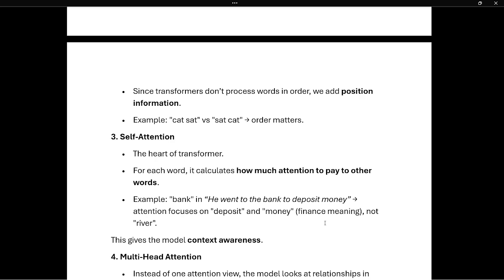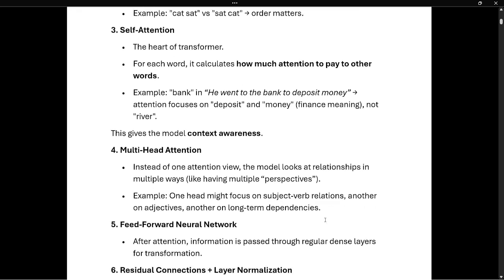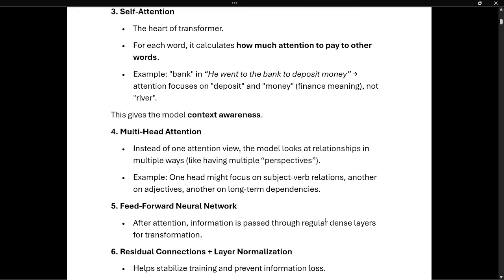Context awareness. The next thing is, what is multi-head attention? It is the same as attention, but instead of a single view, the model looks at relationships in multiple ways. Self attention is a single way to look at the perspective between words, but multi-head attention sees multiple perspectives between each word.